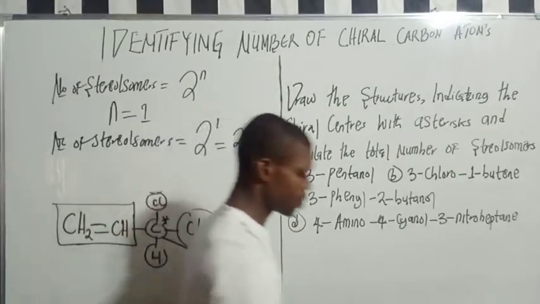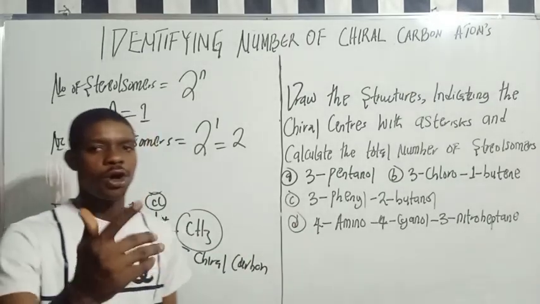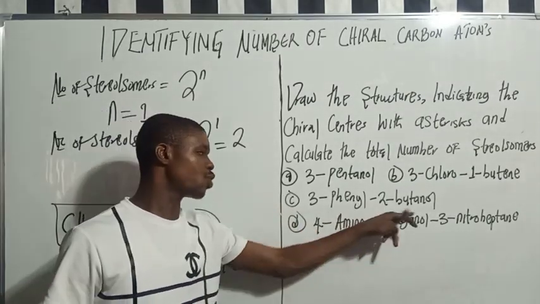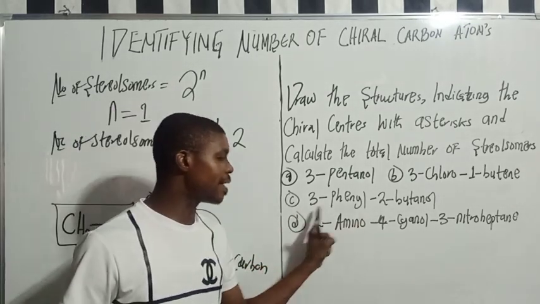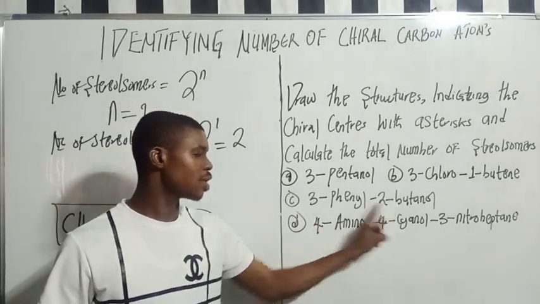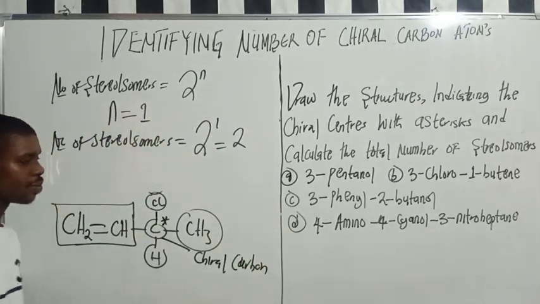So let's move to the C. You can pause the video and do C for me and see if you can get the answer. How many chiral carbons and how many stereoisomers would this one have? Pause the video and try it for me. I want to see what you can do.